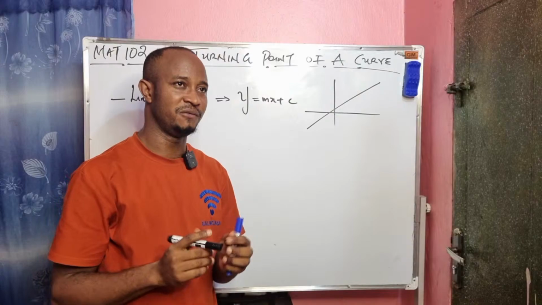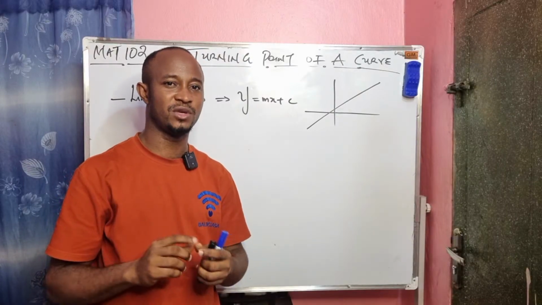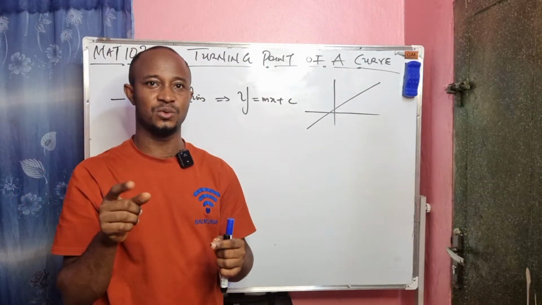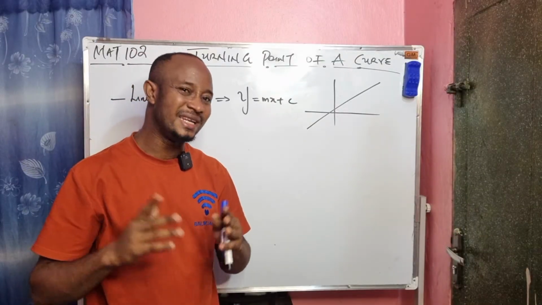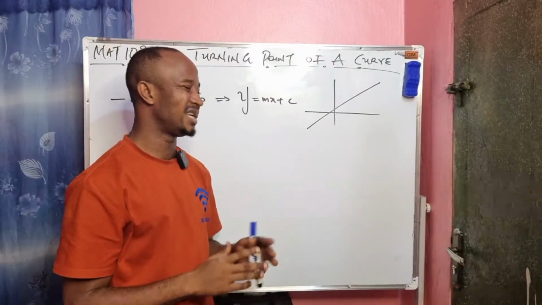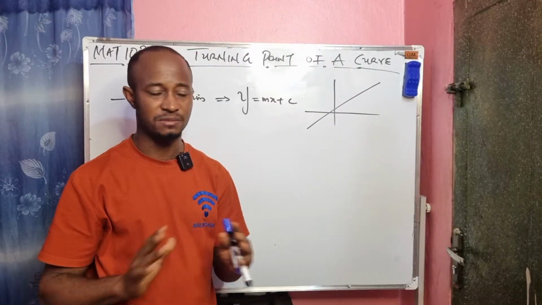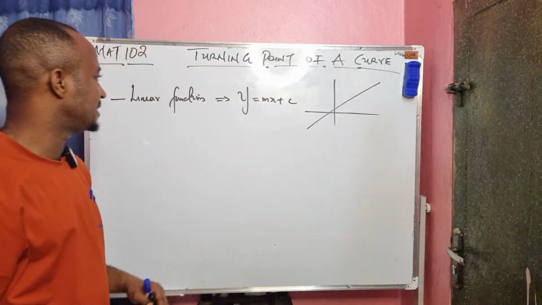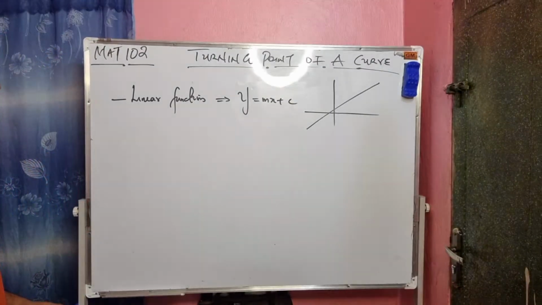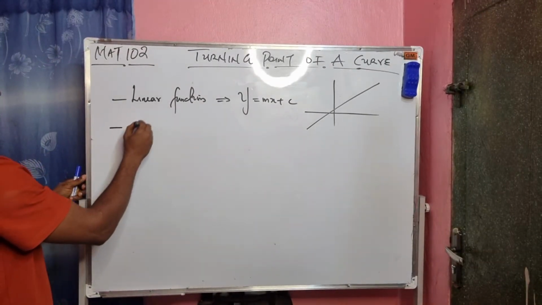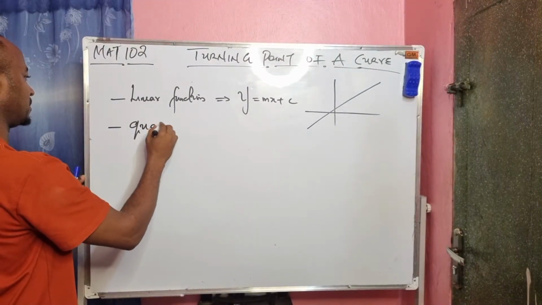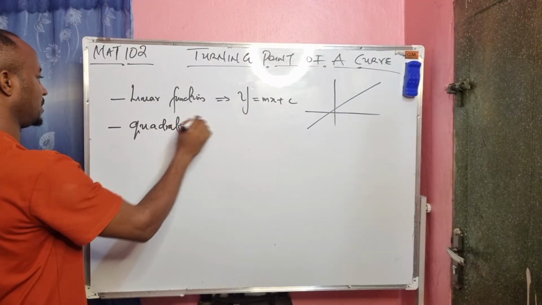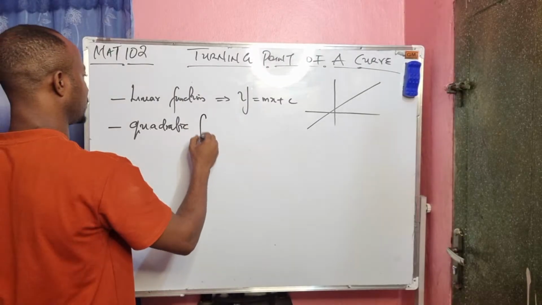All right. When you visualize the word curve, it does not always mean it must be a quadratic or a cubic or anything. The word curve can be a linear curve. A linear curve simply means a straight line graph. That's what it means. So this is a linear graph. All right. The general form is y equals mx plus c. Now we have what we call the quadratic function.